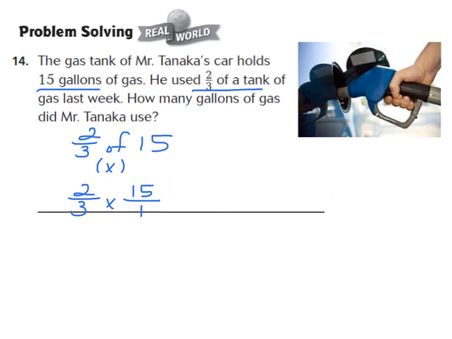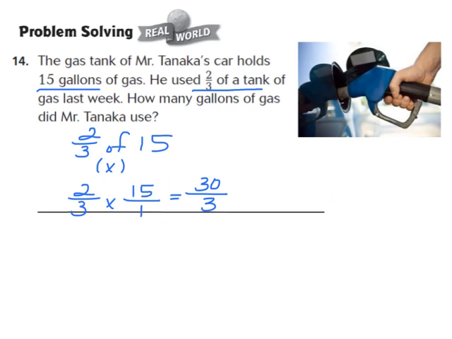Now, once we rewrite the problem, the next step is going to be to focus on multiplying those numerators. Straight across, I know that 2 times 15 is going to give me 30. So I'm going to go ahead and write down 30 as my numerator. Now we're going to focus on our denominators. Once again, straight across, I know that 3 times 1 is going to give me 3. So I'm going to go ahead and write down 3 as my denominator. So our product turns out to be 30/3.